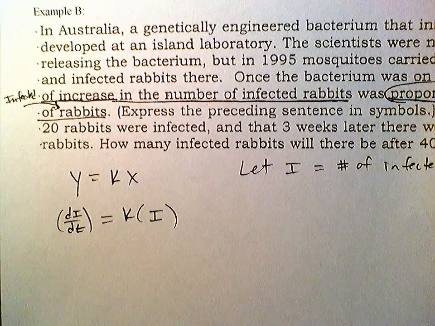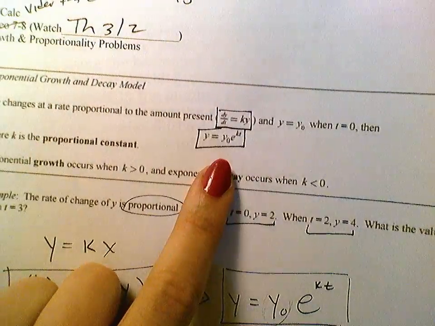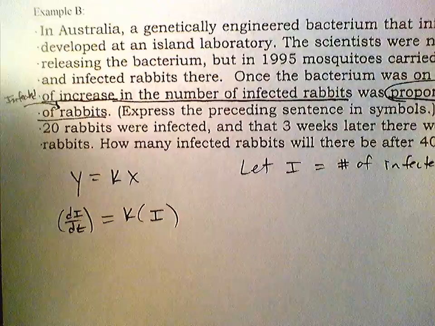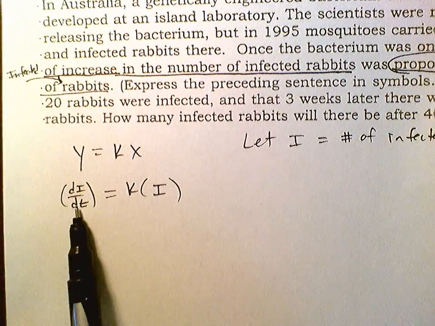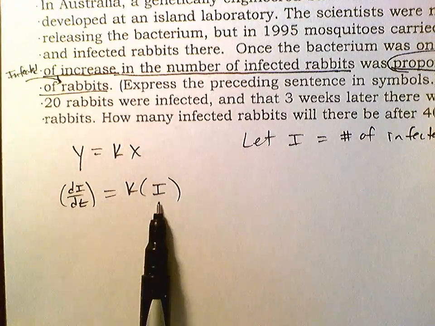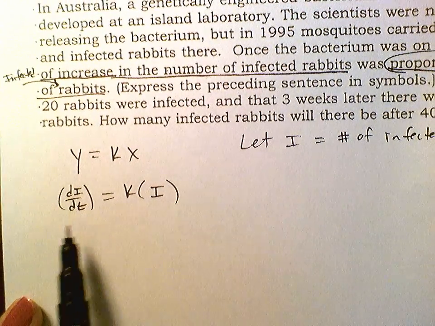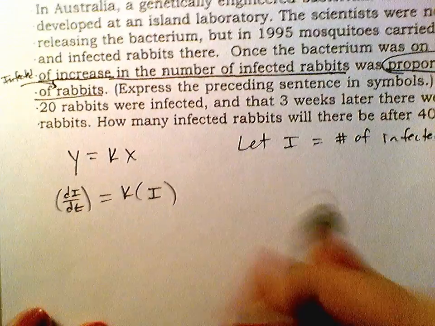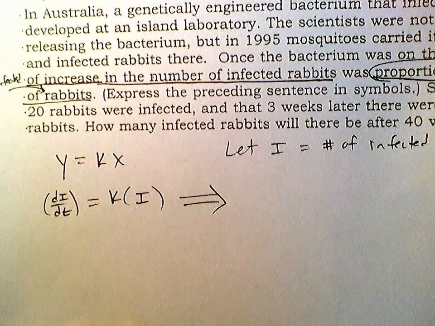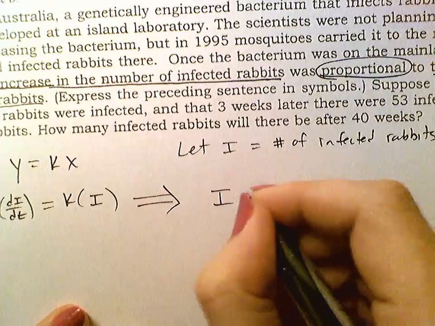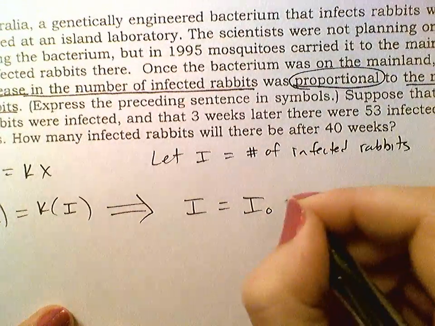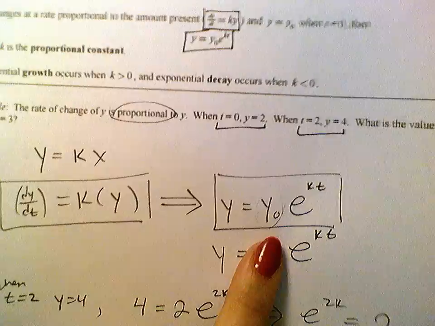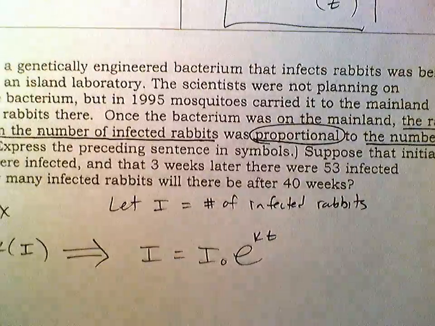And here we have that situation that we just talked about on the previous page, where y changes at a rate proportional to the amount present. So we've got I changing at a rate proportional to the amount present. The rate of change of I is directly proportional to I. In this situation, we can conclude that I is equal to I sub 0 e to the kt, just like before.